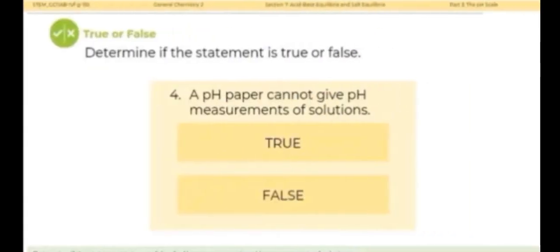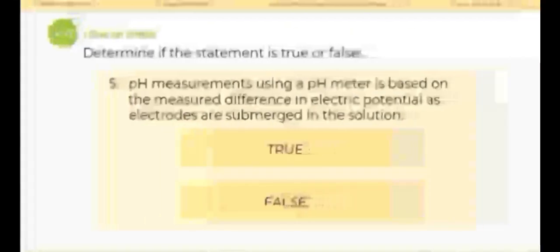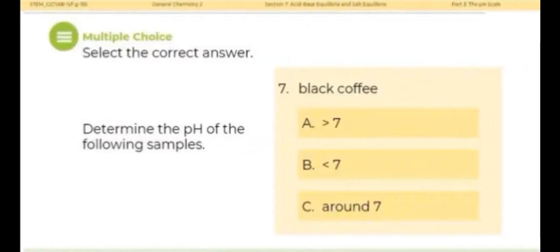Number 4. Determine if the statement is true or false. A pH paper cannot give pH measurements of solution. Number 5. pH measurements using a pH meter is based on the measured difference in electric potential as electrodes are submerged in the solution. Number 6. The product of pH and pOH at a given temperature is constant. Number 7. Select the correct answer.